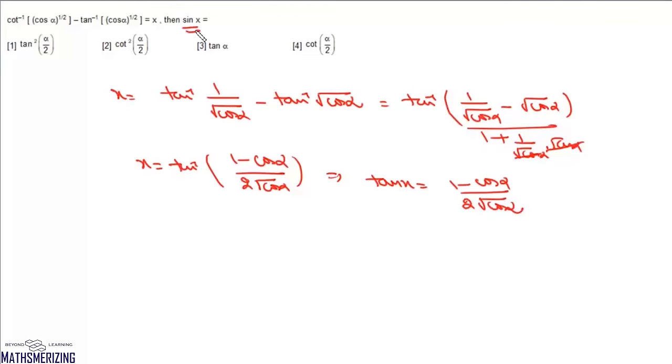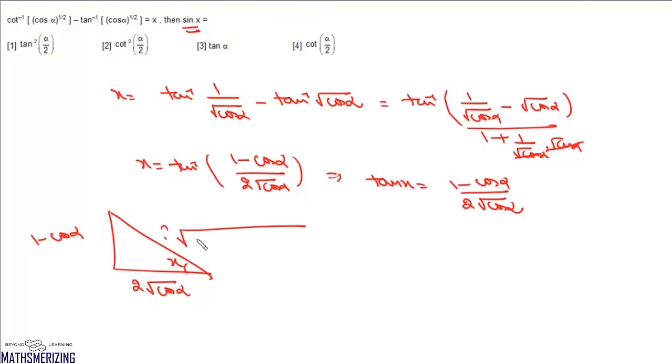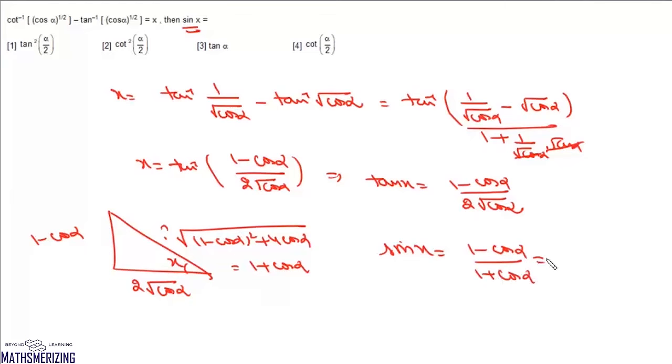Now we'll need to find the value of sin x. So we'll draw a right angle triangle. So this is your x. It is 1 minus cos alpha and this is 2 under root cos alpha. Now we'll find its hypotenuse. So this hypotenuse will be under root of (1 minus cos alpha) whole square plus 4 cos alpha, and it'll be 1 plus cos alpha. So from here we can write sin x as 1 minus cos alpha upon 1 plus cos alpha.